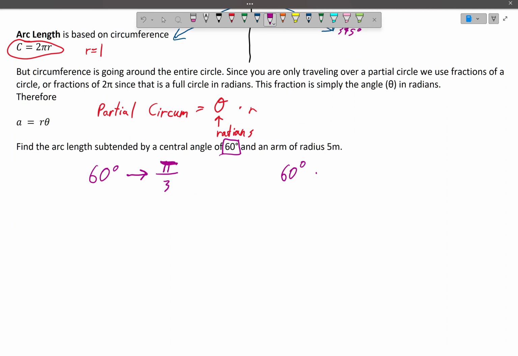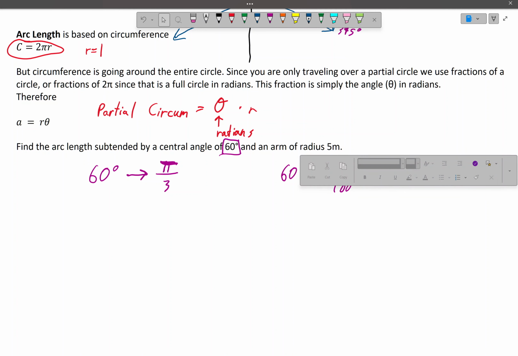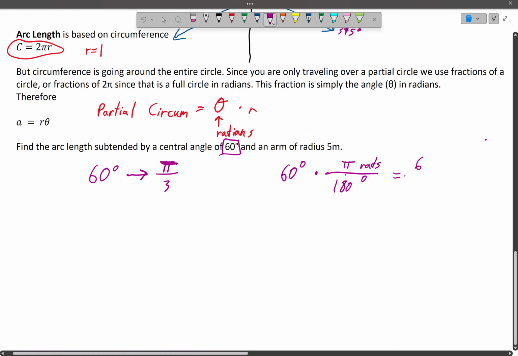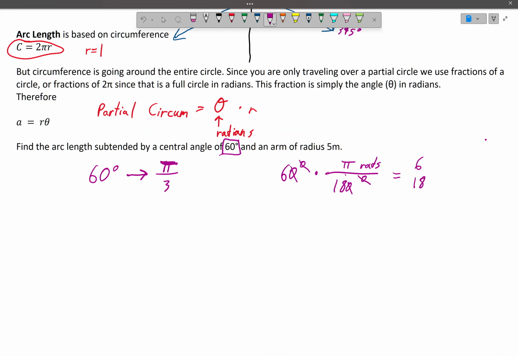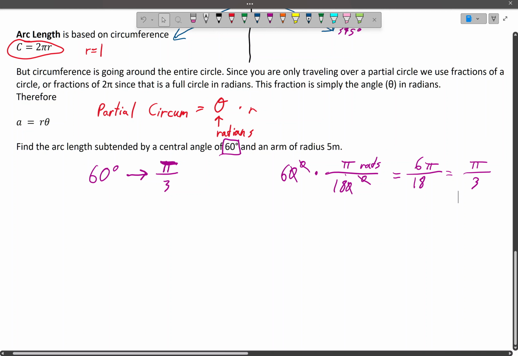But if not, you can certainly use the unit conversion method that we stated at the beginning of this unit. So by doing this, we could simplify it to 6. The 0 and the degrees can cancel. 6 pi over 18. Now I can divide by 6 top and bottom, so it ends up being pi over 3. Okay, so now we have that answer.